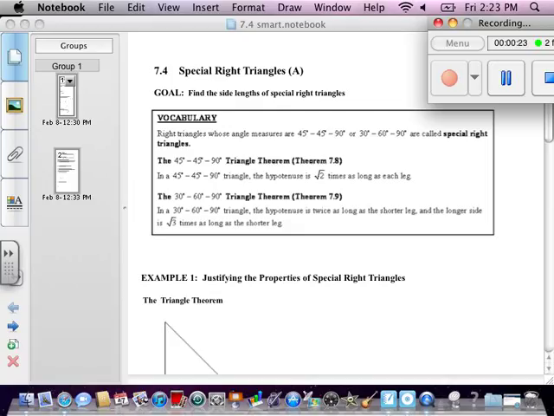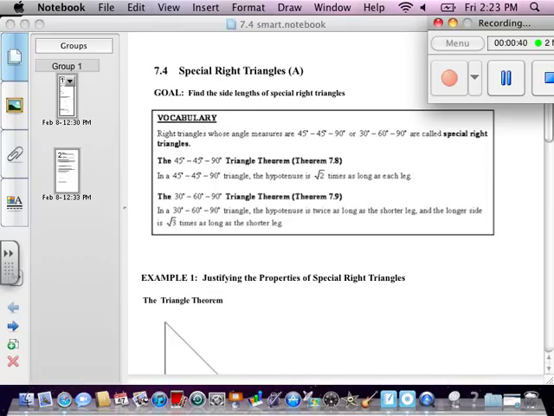A 45, 45, 90 triangle says that the hypotenuse is the square root 2 times as long as the legs. Where a 30, 60, 90 says that the hypotenuse is twice as long as the shorter leg and the longer leg is square root 3 times as big.